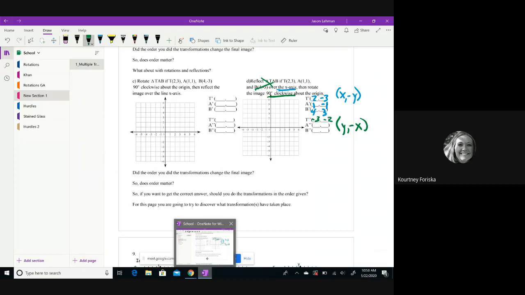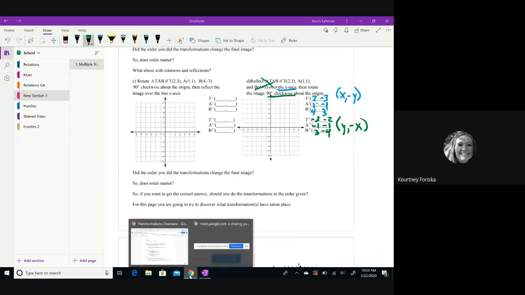For A, y value comes first. The y is -1. The x is 1, but we want the opposite of it, so -1. And for B double prime, y value comes first. Well, the y value is 3. And then the opposite of the x. The x starts as 4, so we're now at -4. So again, more than one transformation at a time. No big deal. Just keep going.